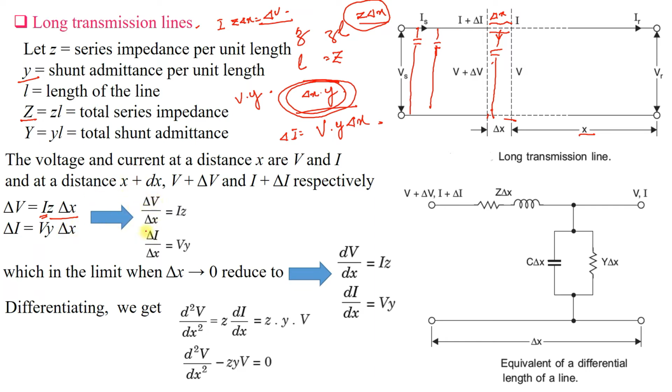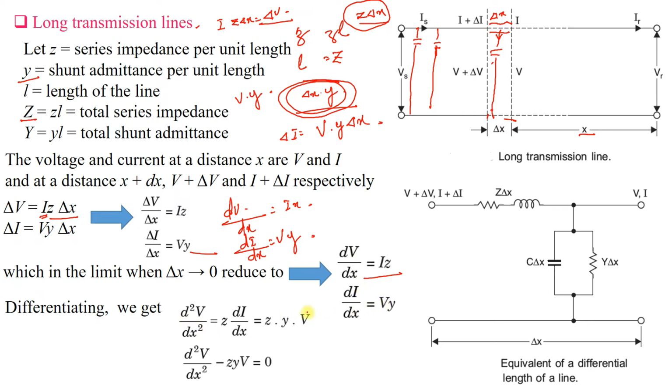From the definition of the derivatives, as delta x tends to 0, delta V by delta x will be equal to dV by dx. Similarly, as delta x tends to 0, delta I by delta x will be equal to dI by dx. So from here, as delta x tends to 0, we get the relation dV by dx is equal to Iz. Similarly, we get the relation dI by dx equal to V into y. That means we have these two equations: dV by dx is equal to Iz and dI by dx is equal to Vy.